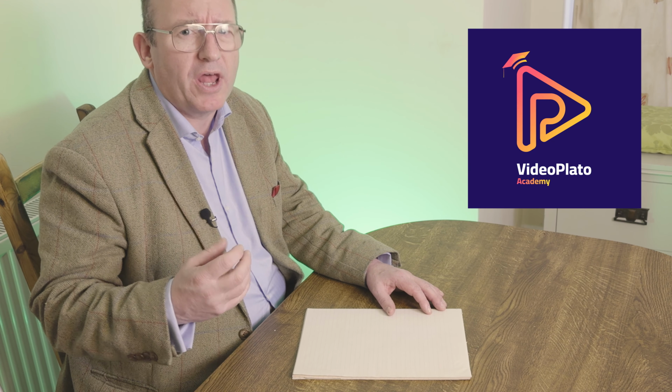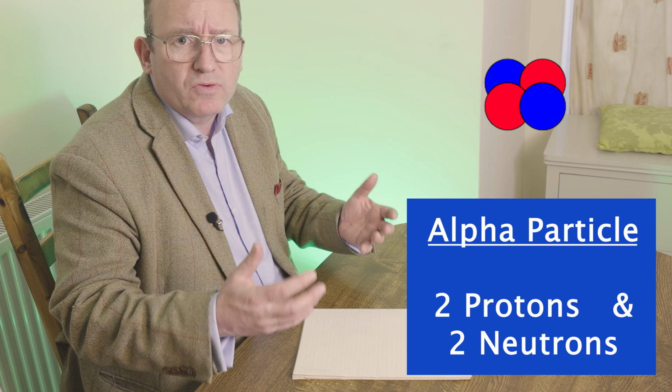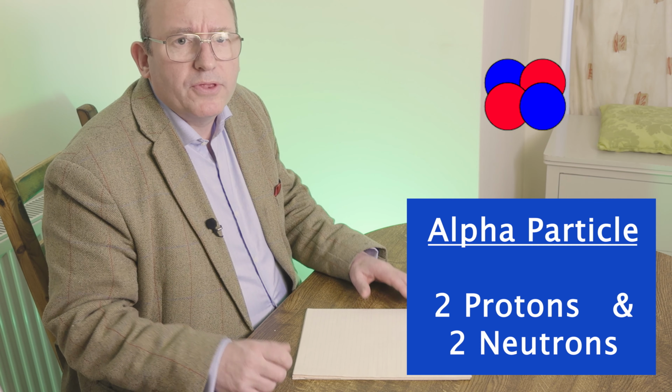Science, and we're going to focus on alpha and beta decay. Let's start with alpha decay. In alpha decay, a nucleus gives off an alpha particle. An alpha particle is 2 protons and 2 neutrons. The general equation for alpha decay is quite simple.